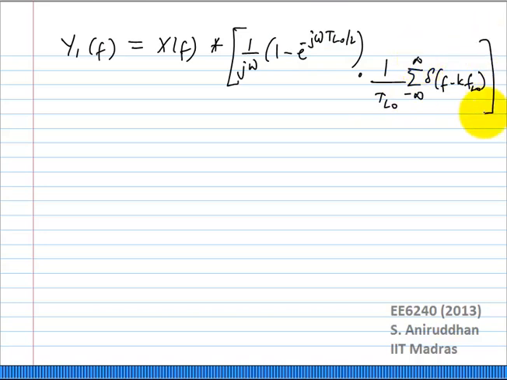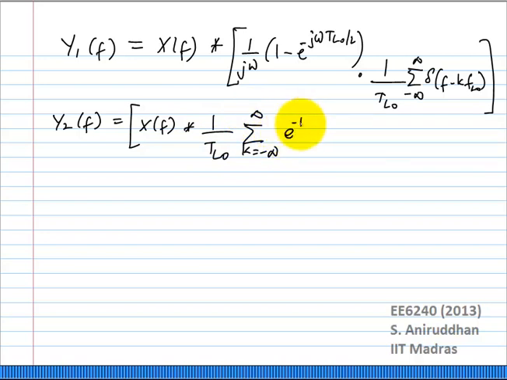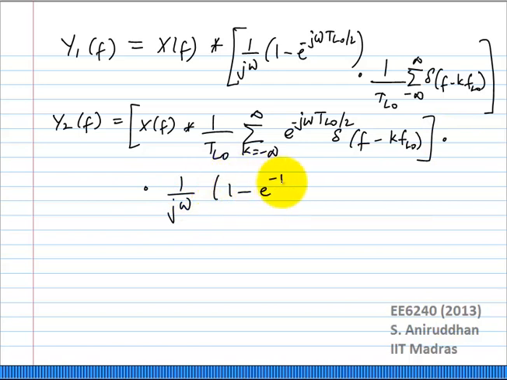This was y1 of f, and y2 of f was x of f convolved with the impulse train, e power minus j omega T_LO by 2, delta of f minus f_LO times 1 by j omega, 1 minus e power minus j omega T_LO by 2. So this is the expression for y1 of f and y2 of f.